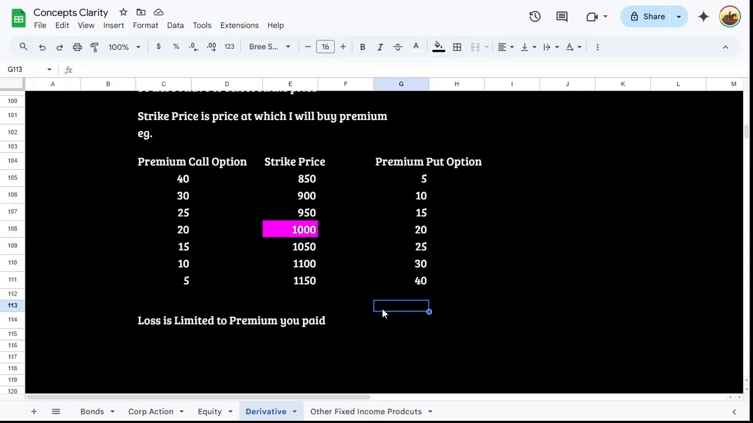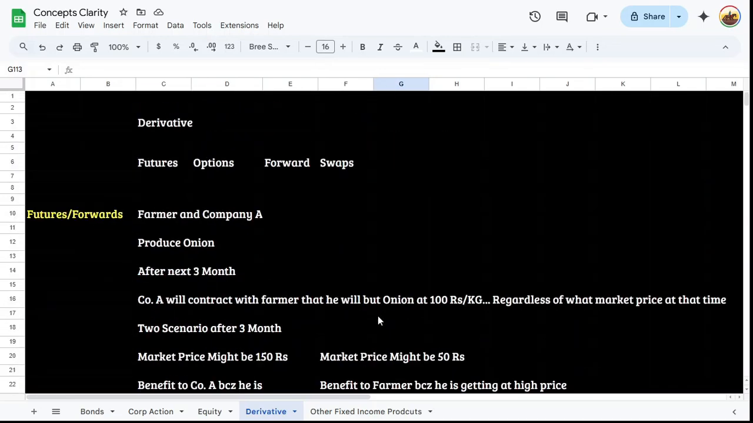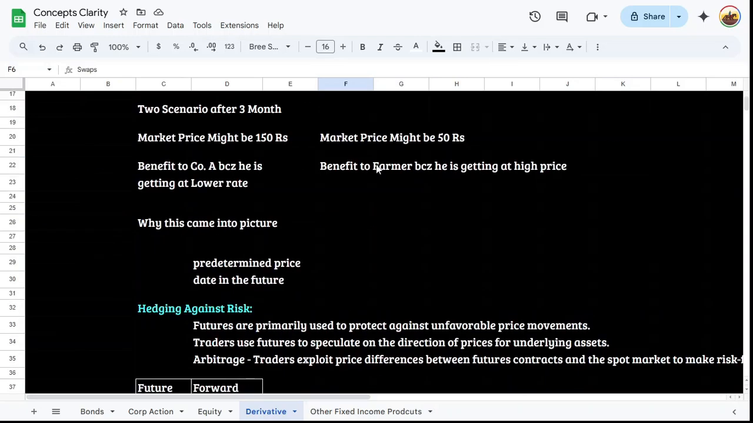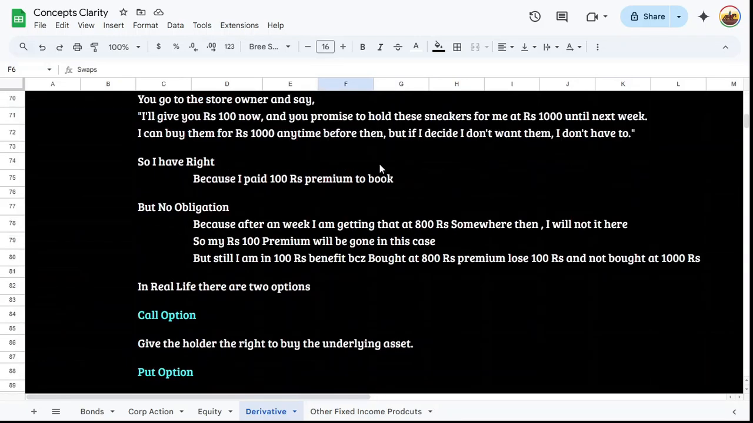I hope you understand this. We can check swaps later because it is totally different. If you want it, let me know.